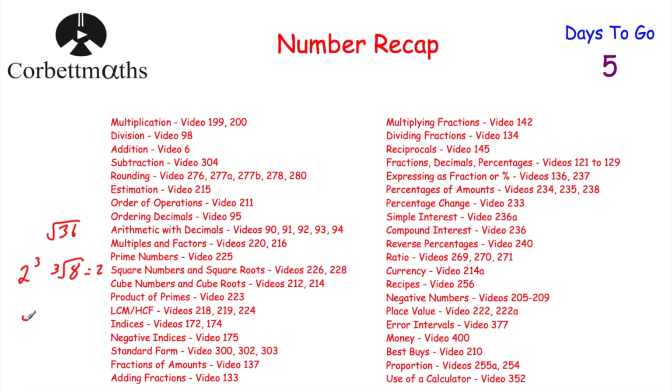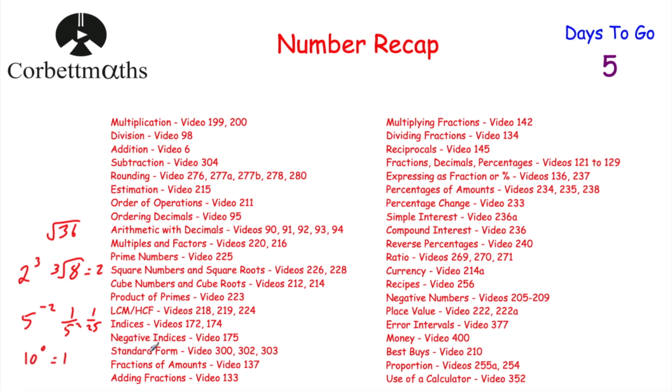So if you've got something, for instance, 5 to the power of negative 2, that's the same as 1 over 5 squared. 5 squared is 25, so that's 1 over 25. If you've got a negative power, put 1 over the positive power. Anything to the power of 0 apart from 0 is equal to 1, so for instance, 10 to the power of 0 is equal to 1.